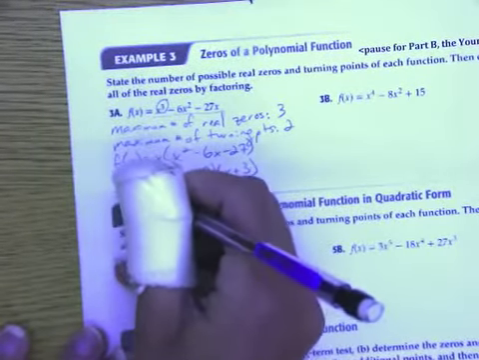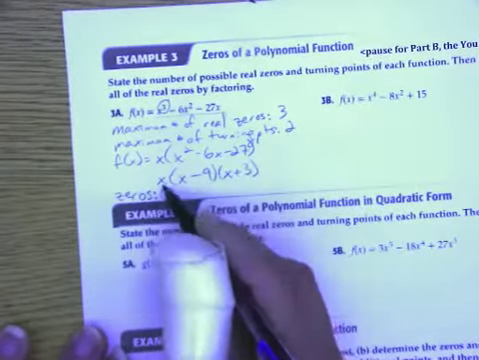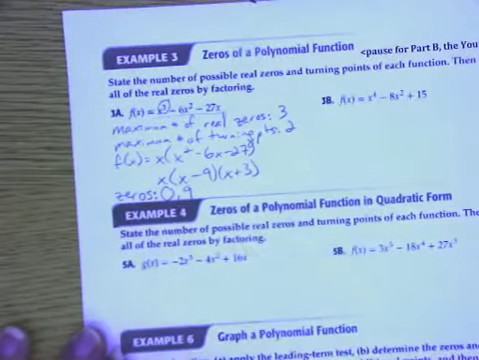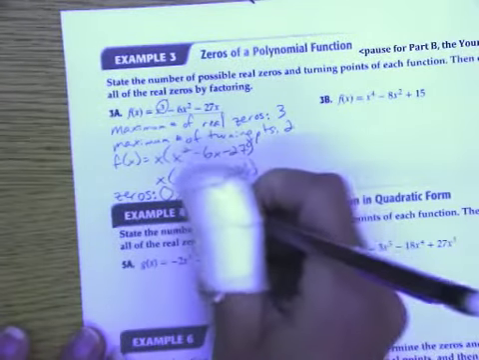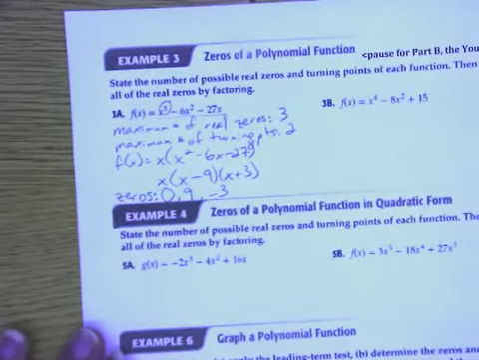And if I set those things equal to 0, then that means my zeros are 0, because x would equal 0, 9, because x minus 9 would equal 0, and negative 3.